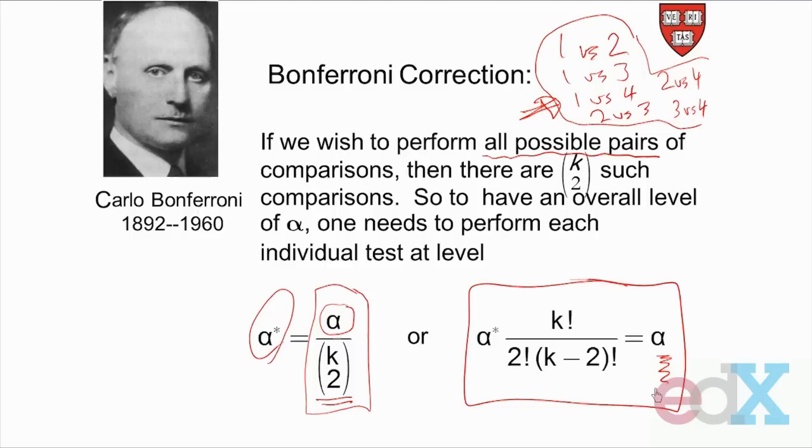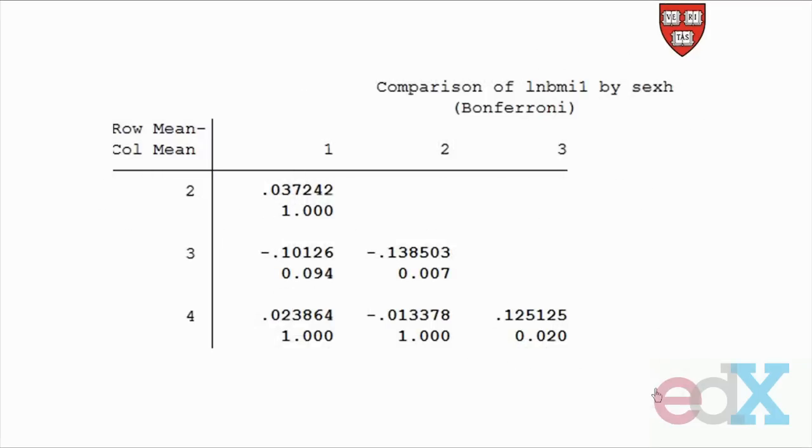And this is what Stata reports for us. So what that bon did when we ran this command with Stata is give us this table. And what we've got here, we've got these couplets, and the top number is the contrast between 1 and 2. So it's the row mean minus the column mean. In this case, it's 0.0372. So it's the mean at 2 minus the mean for the first group. And underneath it is the overall alpha. So this is saying that the overall alpha is like 1. So you would not reject the hypothesis that these two are equal.